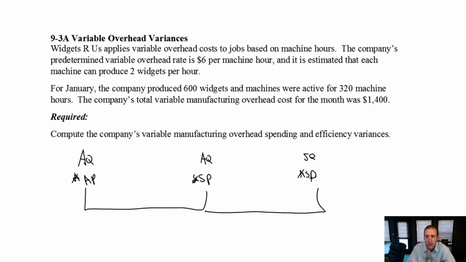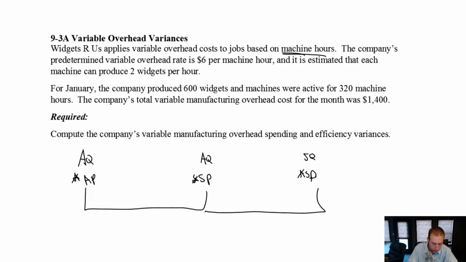Widgets R Us applies variable overhead costs to jobs based on machine hours. So not based on labor hours, as I mentioned, but many do, and labor hours is perfectly fine to apply overhead to jobs based on. The company's predetermined variable overhead rate is $6 per machine hour. Okay, so we've got an hourly cost. It is estimated that each machine can produce 2 widgets per hour. Okay, so there we have it.